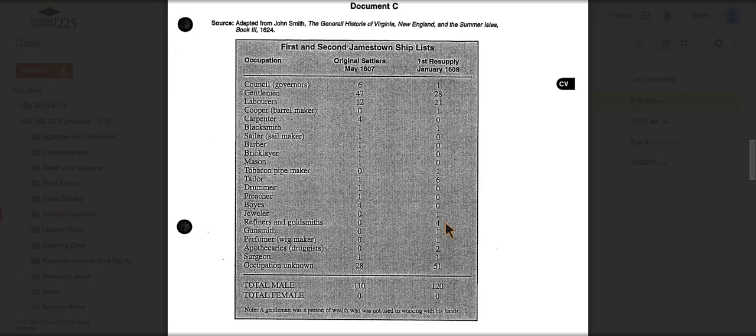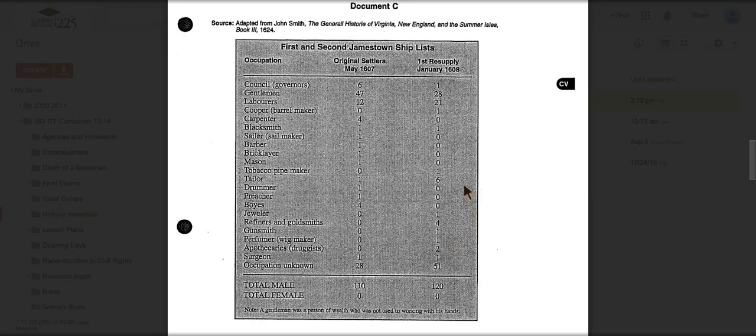They added some refiners and goldsmiths. Interesting. Why would they need a goldsmith? Maybe they thought there was some gold in Jamestown. They added 2 druggists who weren't there in the trip before, a wig maker, a gunsmith, a jeweler, a tobacco pipe maker, and they sent 1 extra barrel maker. They only sent 1 extra surgeon.